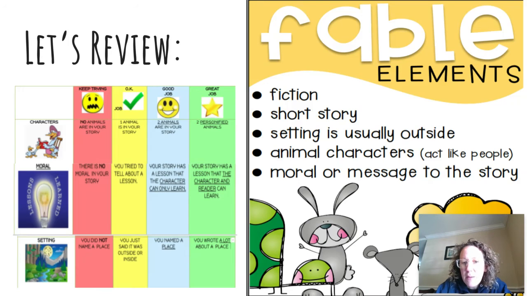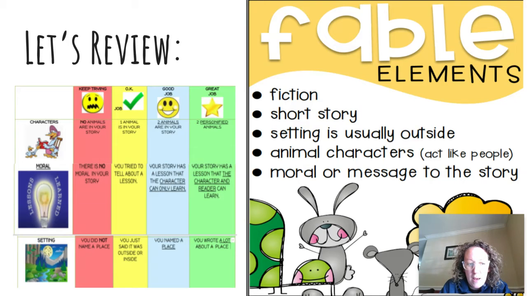Let's review. A fable is a fiction short story where the setting usually takes place outside. The animals are characters that act a lot like people. They have character traits, right? Just like people would. And there is a moral or a message to the story. There is something that you're going to take away as a reader from this.